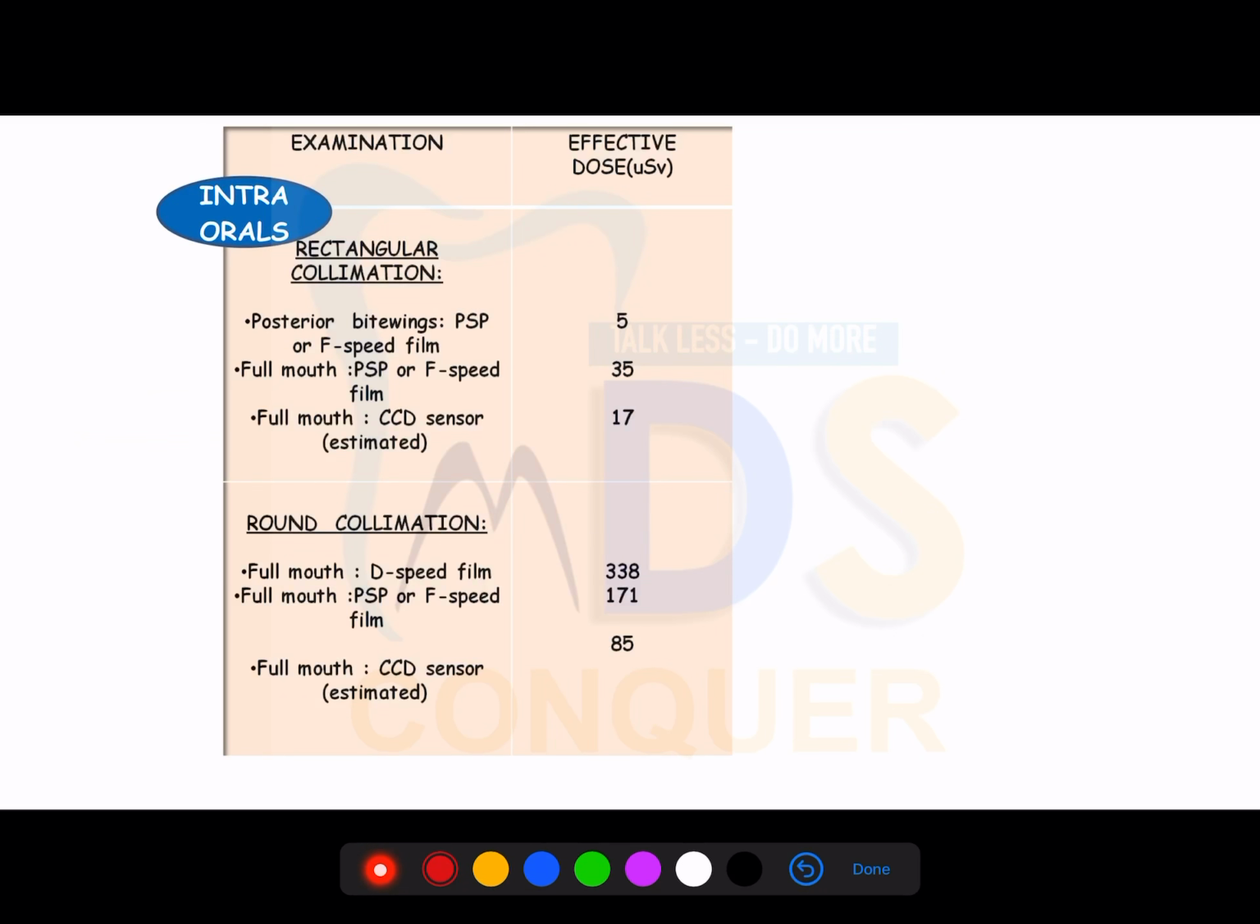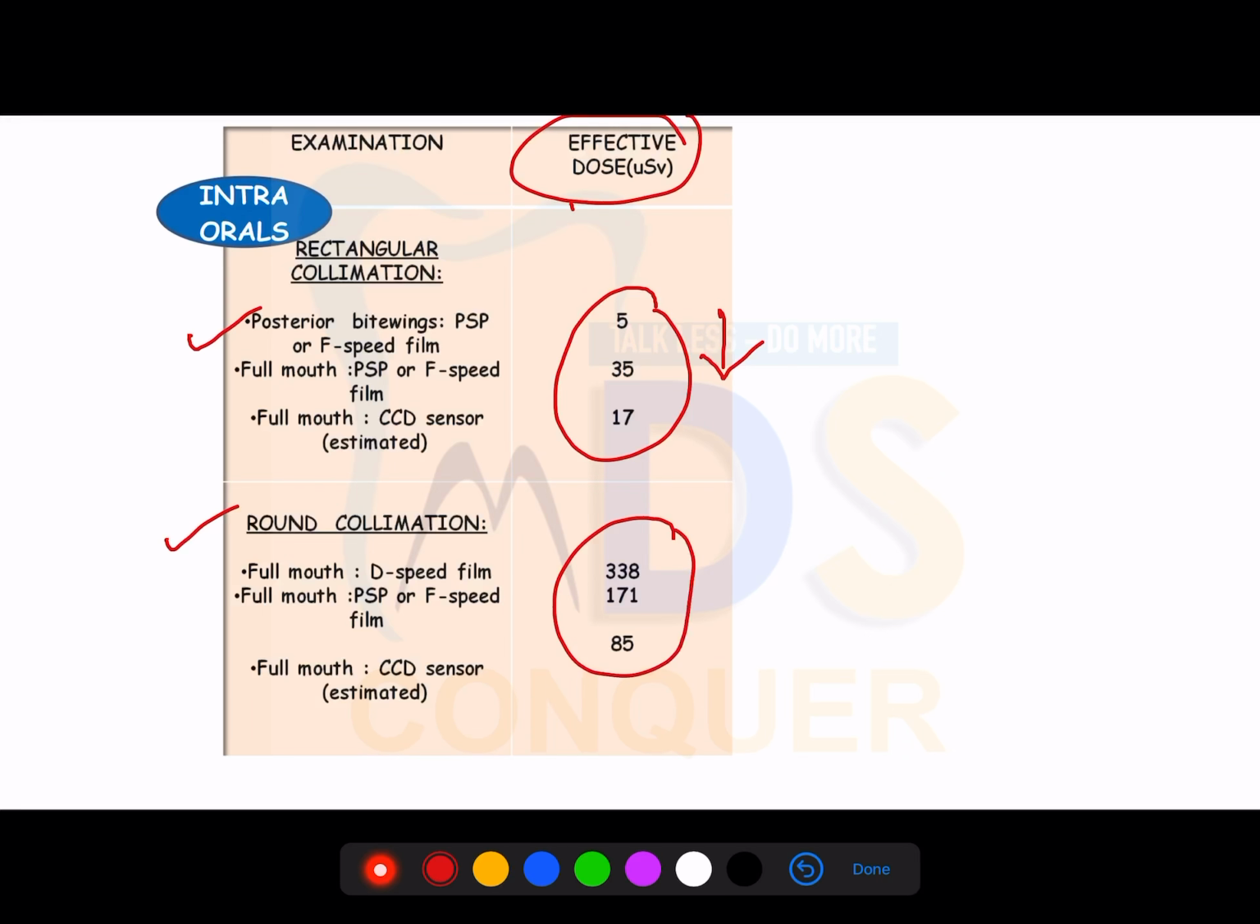So this is a flow chart or a table given here, which includes the effective dose of various intraoral radiographs. Okay, so here you can note down these numericals, and for example if you take the rectangular collimation, the effective dose will be less when compared with the round collimator. So from this you can note that the round collimation will have an increased effective dose.